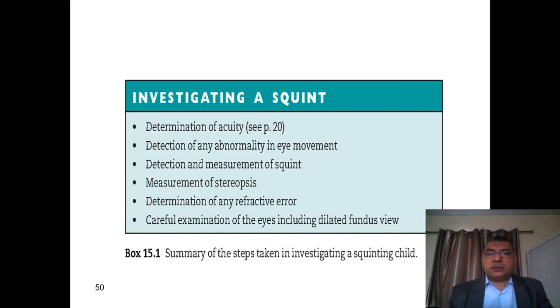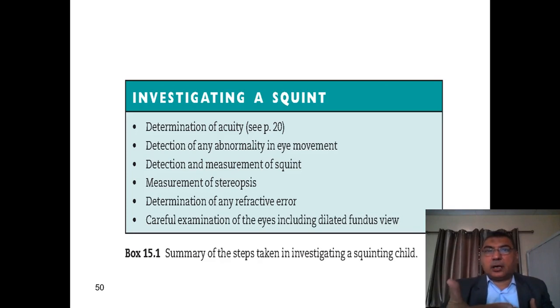So the investigations that we do: examination of visual acuity, ocular motility examination, determination of the type of strabismus and the angle of strabismus, and measurement of single binocular vision, as we said, to see if there is amblyopia or if there is affection of fusion. Also, we can measure stereopsis.